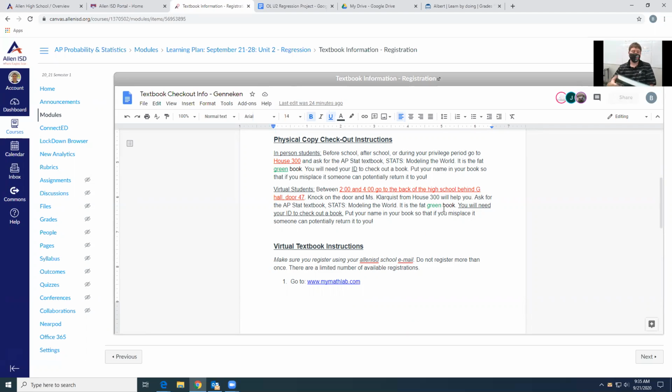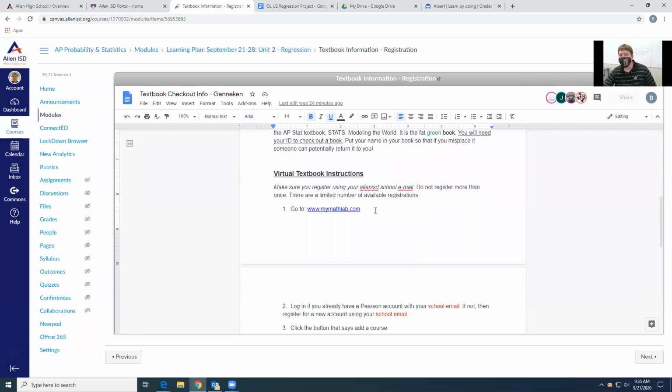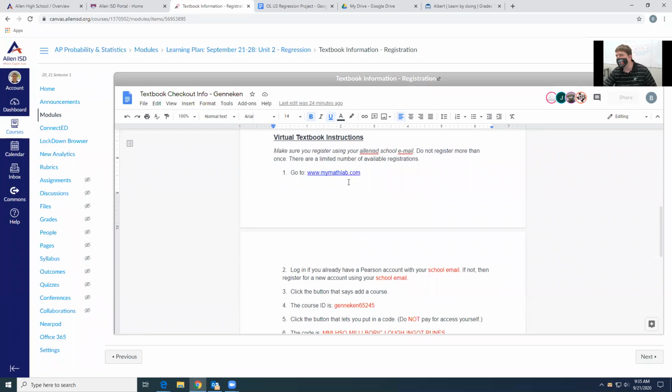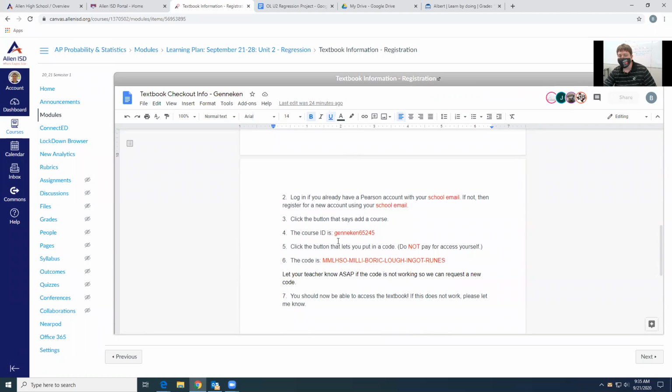She's smart. So the virtual one, you just have to go to the website, which is mymathlab.com. If you have done something on MyMathLab before for a physics class or anything else, then you already have an account. Just go in there, enter your code, and you're fine. All the instructions are right here. The course ID is Jennykins 65245. And then this is the code that you type in there.